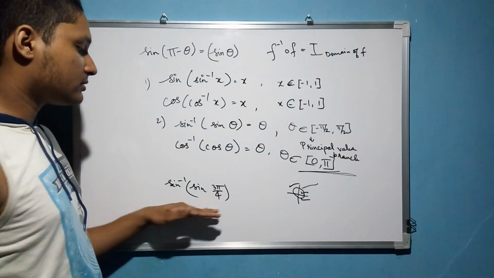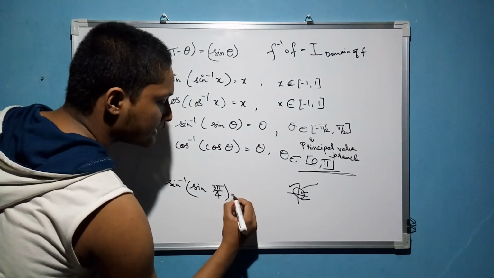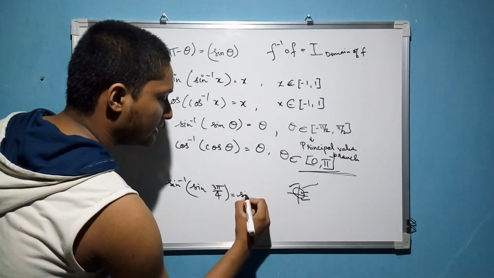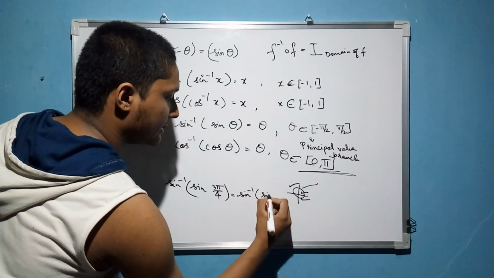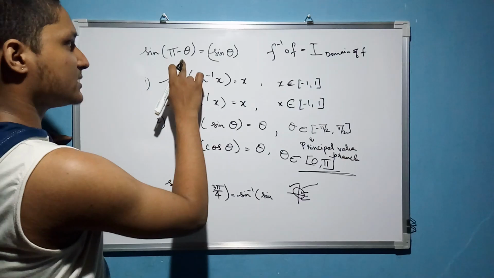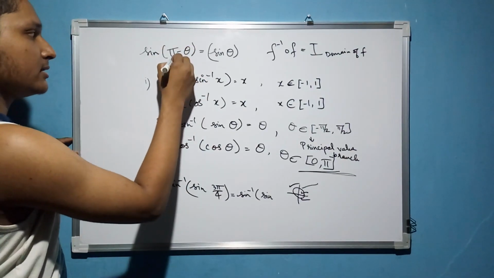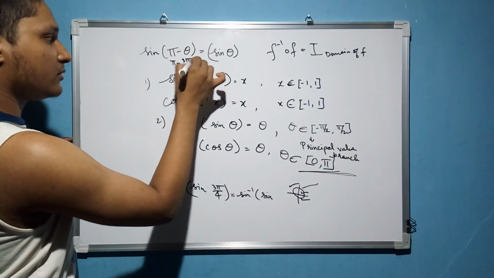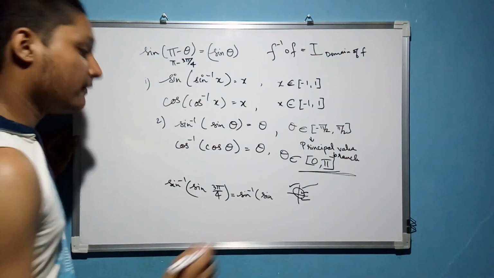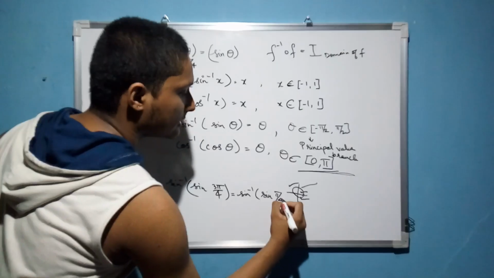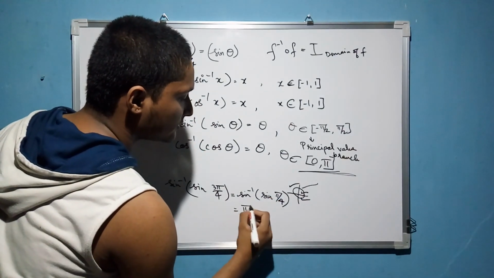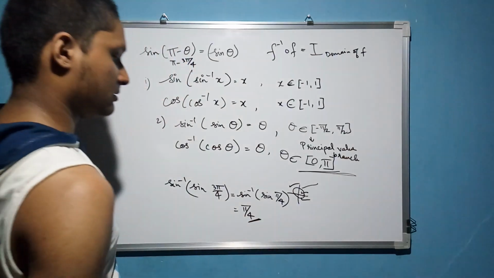So I can write it like this: sine inverse of sine of pi minus 3 pi by 4. 1 minus 3 by 4 is 1 by 4, so this becomes sine inverse of sine pi by 4. Therefore, it becomes pi by 4.